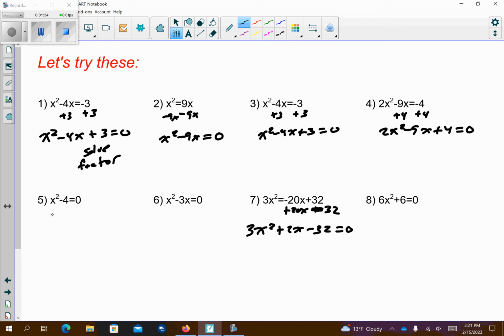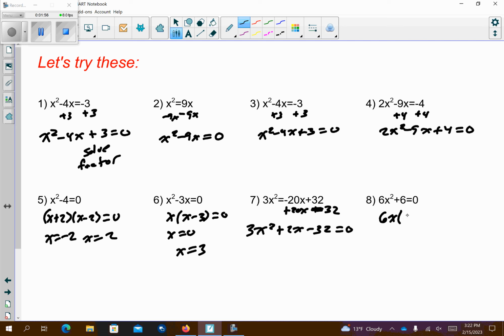Okay, this one is just x plus 2 times x minus 2, and then solve it. So you get x is equal to negative 2, x is equal to positive 2. This one you'd factor an x out, so you get x minus 3 equals 0. So x equals 0 and x equals 3 because you have to add 3x. This one we'd have to factor 6x out of both. Leaves me x plus 1 equals 0. So 6x equals 0, so x equals 0 when you divide by 6. X plus 1 equals 0. So you get negative 1.